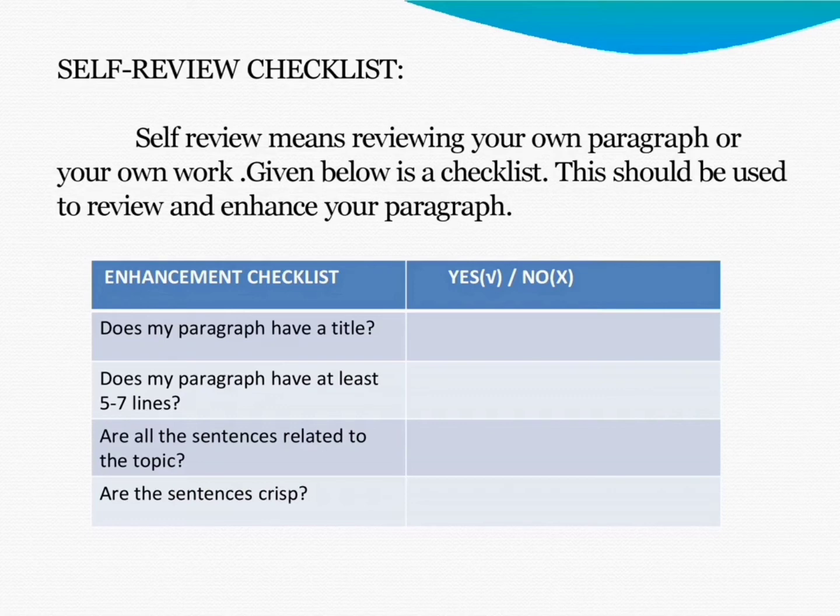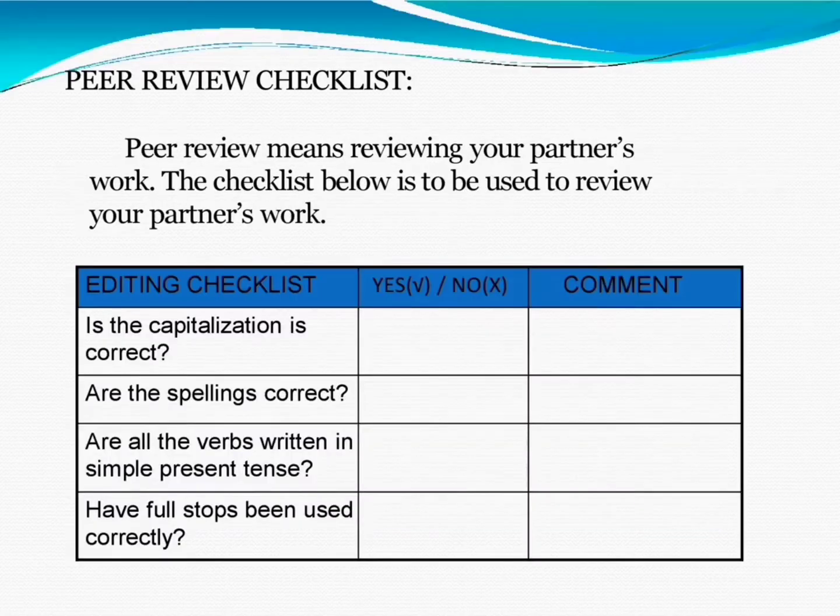The next one is peer review. Peer review means reviewing your partner's work, that is, reviewing your friend's or someone's work. Using the questionnaire, you can easily review and correct your partner's work. Here also some questions are given, that is, the capitalization is correct, whether your friend put capital letters properly. If yes, put yes. If he fails to put a capital letter somewhere, put no and give your comments in the comment box.